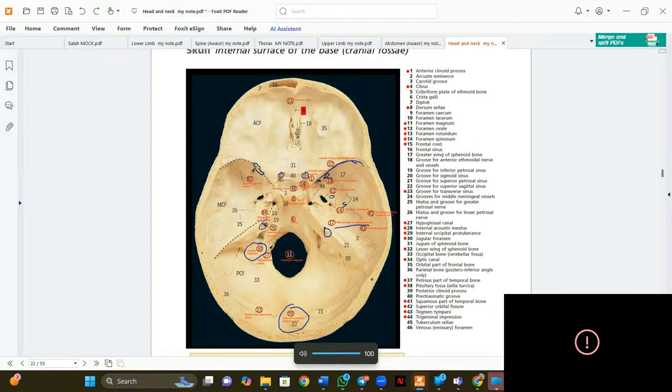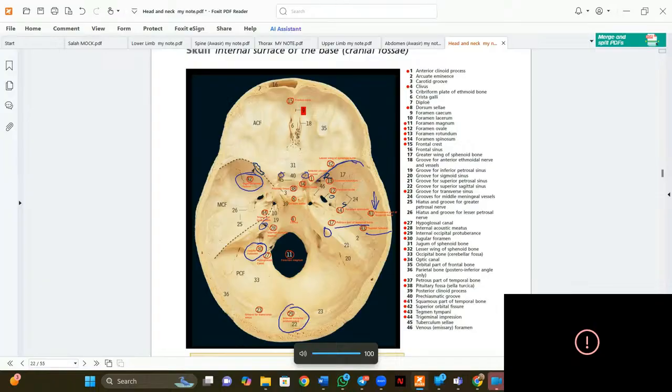Okay. 42 superior orbital fissure. 41 squamous part of the temporal bone. 43 tegmen tympani. 43 and 41, this is difficult. 41 is squamous part of the temporal bone and 43 tegmen tympani. Okay.